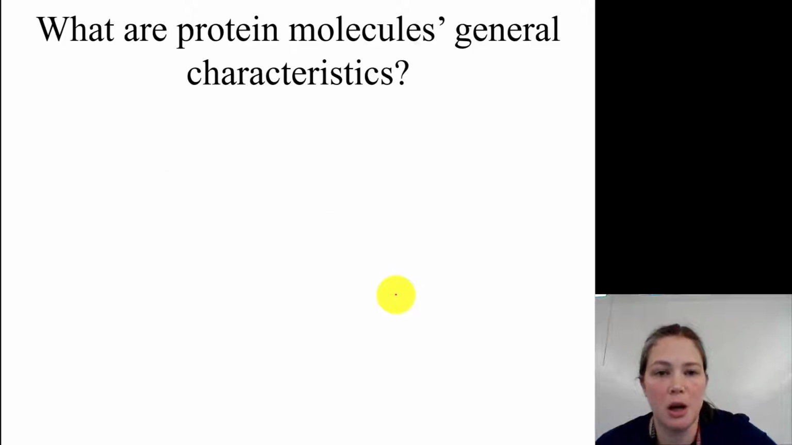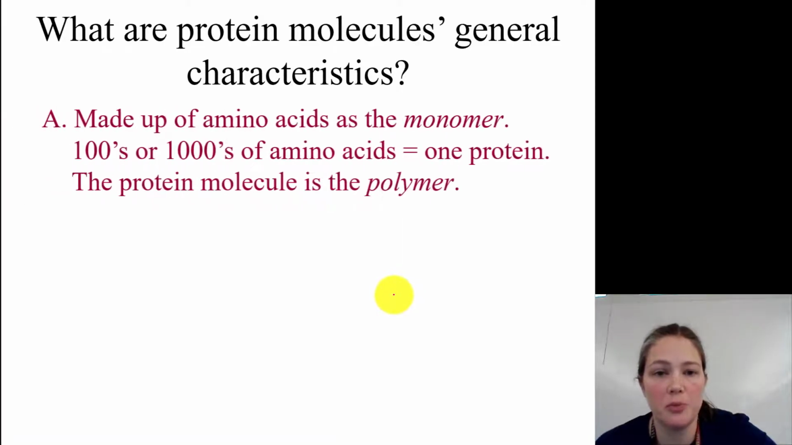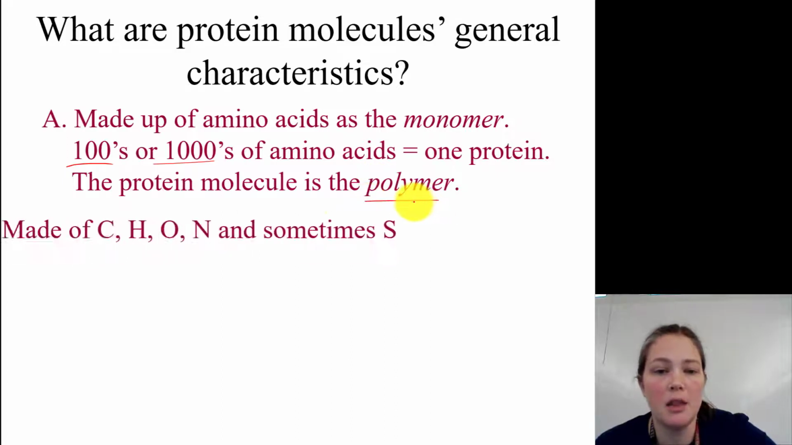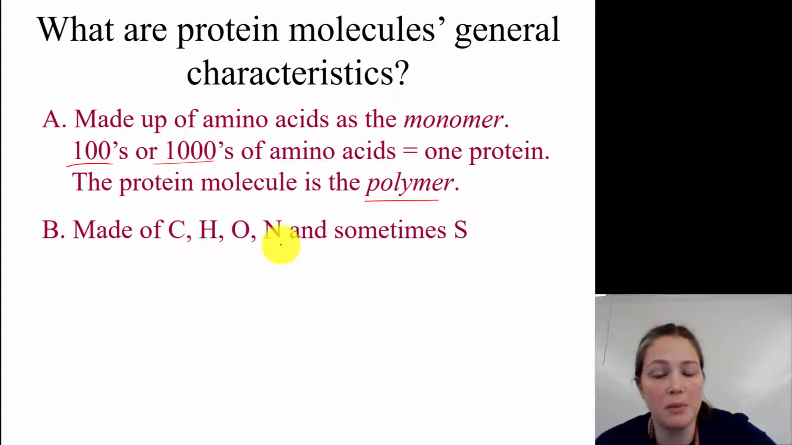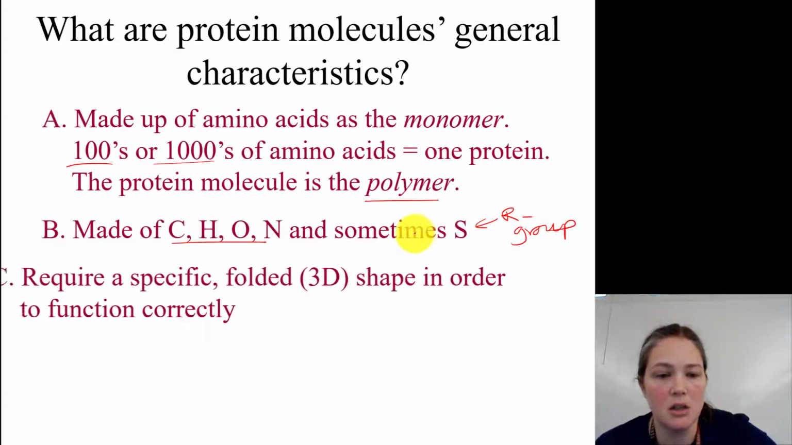Okay, finally, protein molecules. General characteristics of proteins: they're made up of many amino acids, could be hundreds, could be thousands, depending on the protein. The protein molecule is a polymer. It is made of C, H, O, and N, because if you look at the structure of an amino acid, it contains all of those. And then the R group sometimes contains sulfur as well. The backbone contains all of these things, but the R group may contain sulfur.